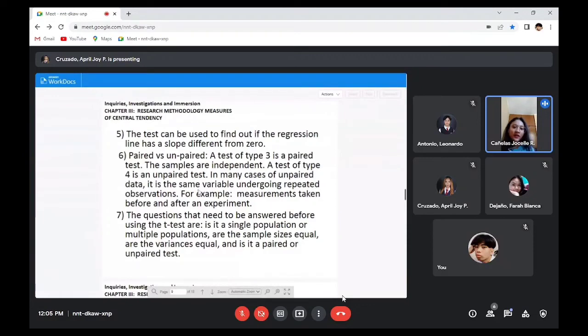And last, the questions that need to be answered before using the t-test are: is it a single population or multiple populations? Are the sample sizes equal? Are variances equal? And is it paired or unpaired?